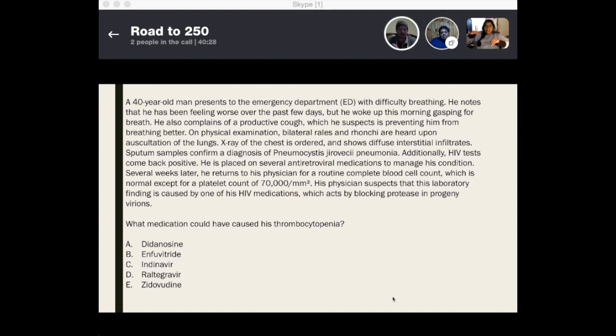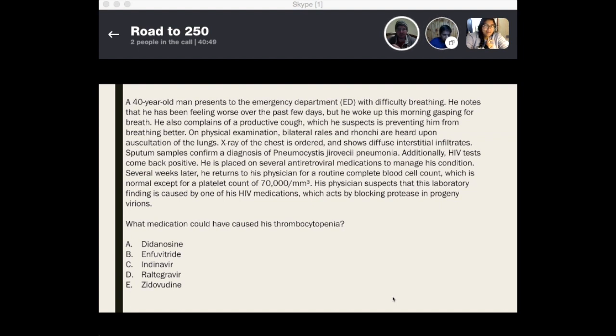So it's the protease blockers. So those are the navirs. That's correct. So Indinavir? Indinavir gives stones, I hear.